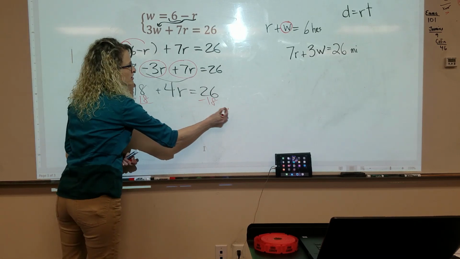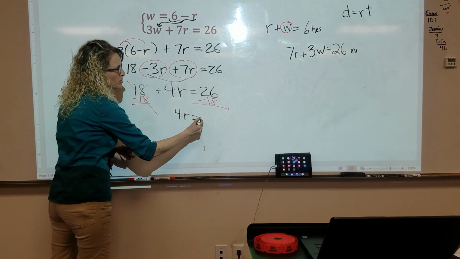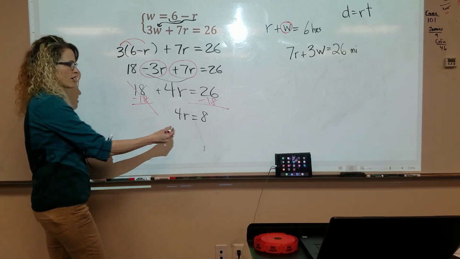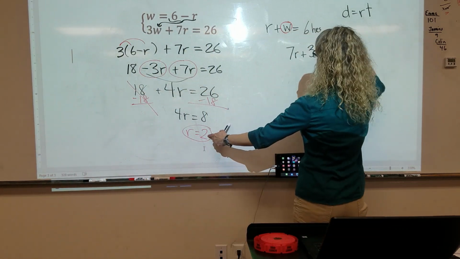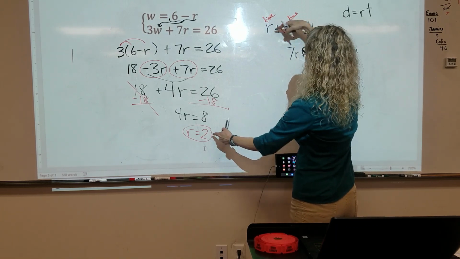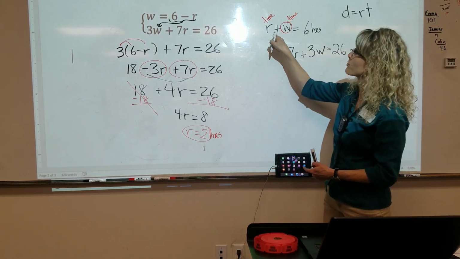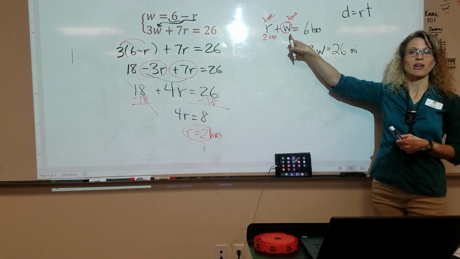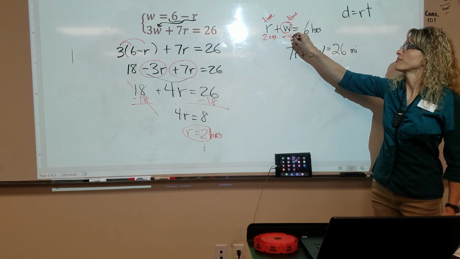Perfect. Okay, I get 4R equals 8. And what does R equal? Hiram? 2. R equals 2. So I know there was 2, this is our time, right? Time spent running, time spent walking. There were 2 hours spent running. How much time was spent walking? Lucas? 4. It had to be 4, right?